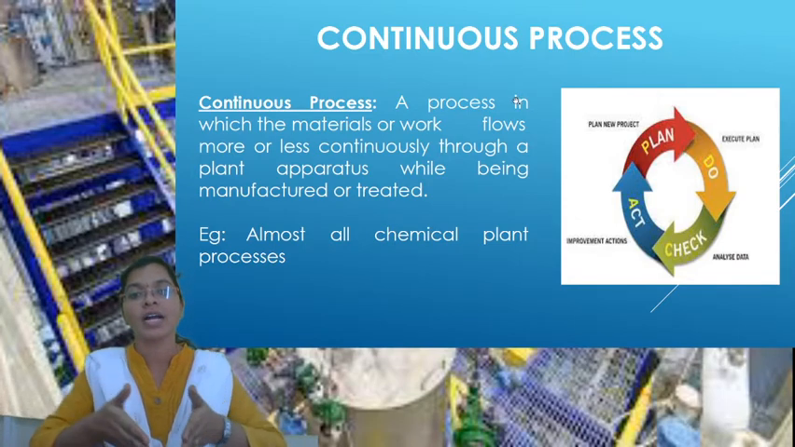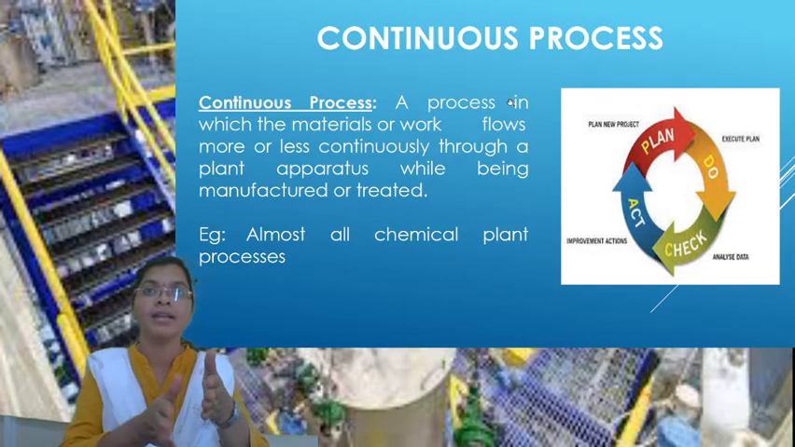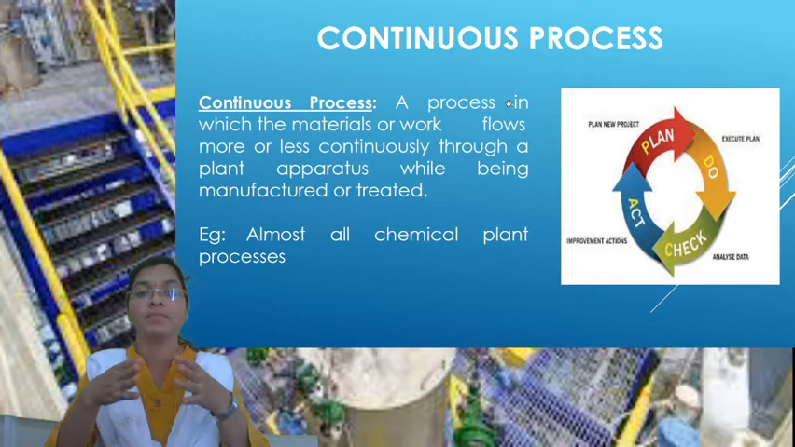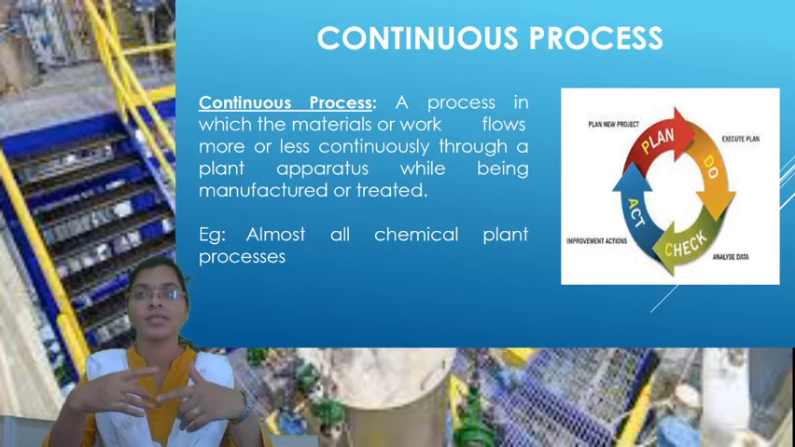Okay. So here the continuous process can be defined as the materials or the work forces continuously flowing through the plant, and that will generate the output. The best examples for continuous processes are all chemical processes and all power plants.